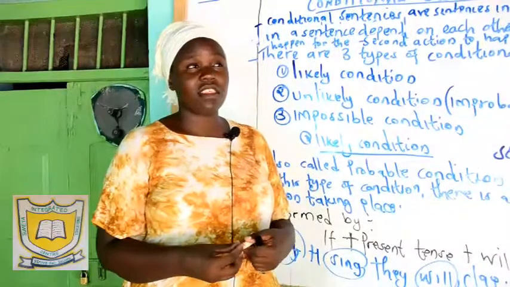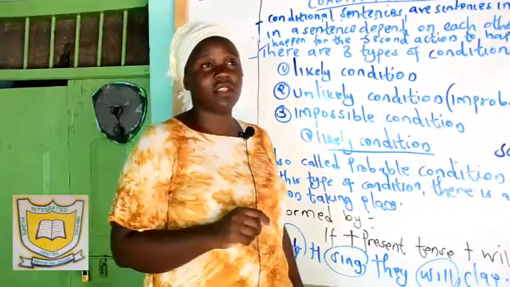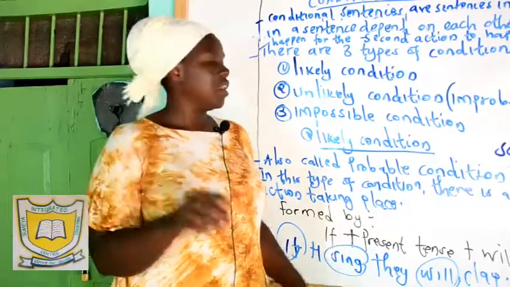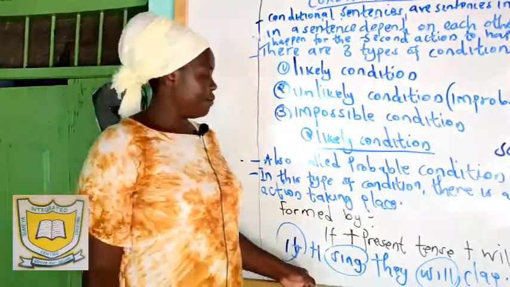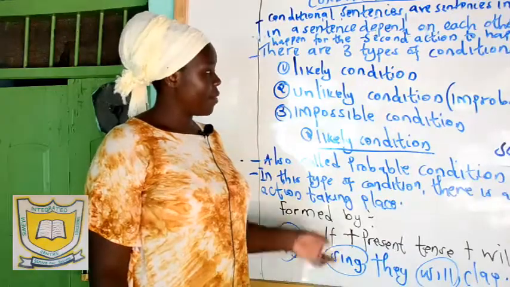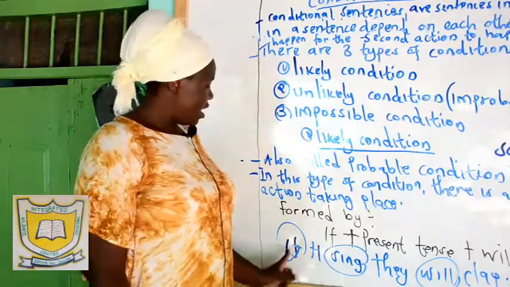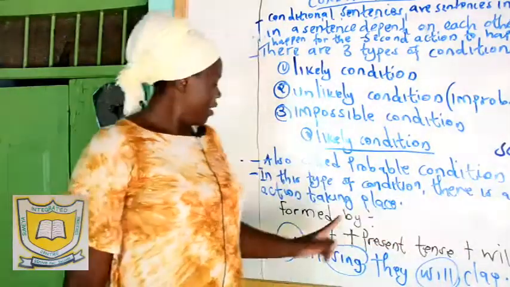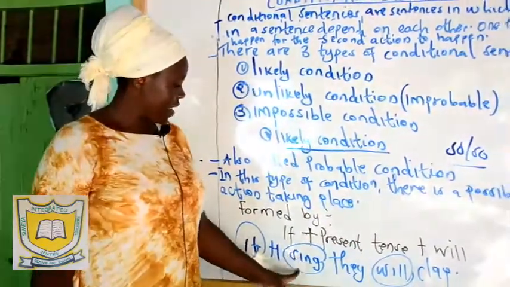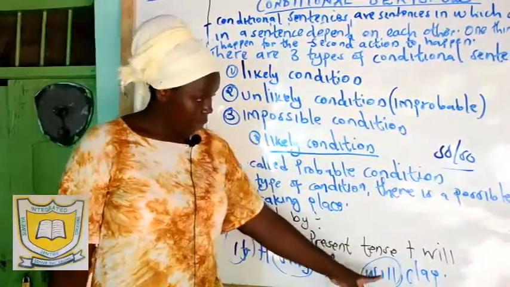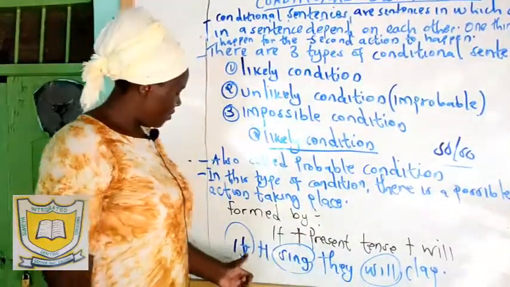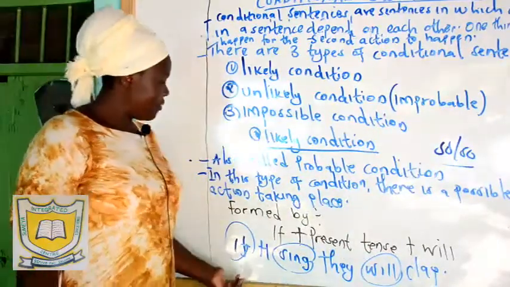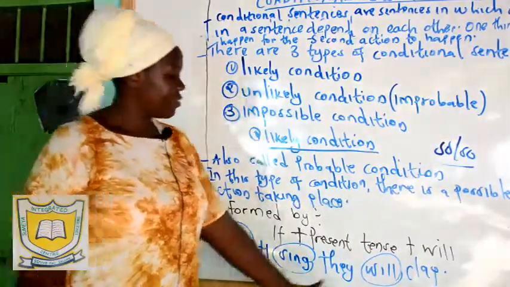Because when it comes to these sentences and they ask you for the completion, most pupils do not know when to use will and when to use would. If they give you the likely condition, also called the probable condition, it is formed by if plus the present tense plus will. So if I sing, they will clap. It is formed by if plus the present tense plus will.